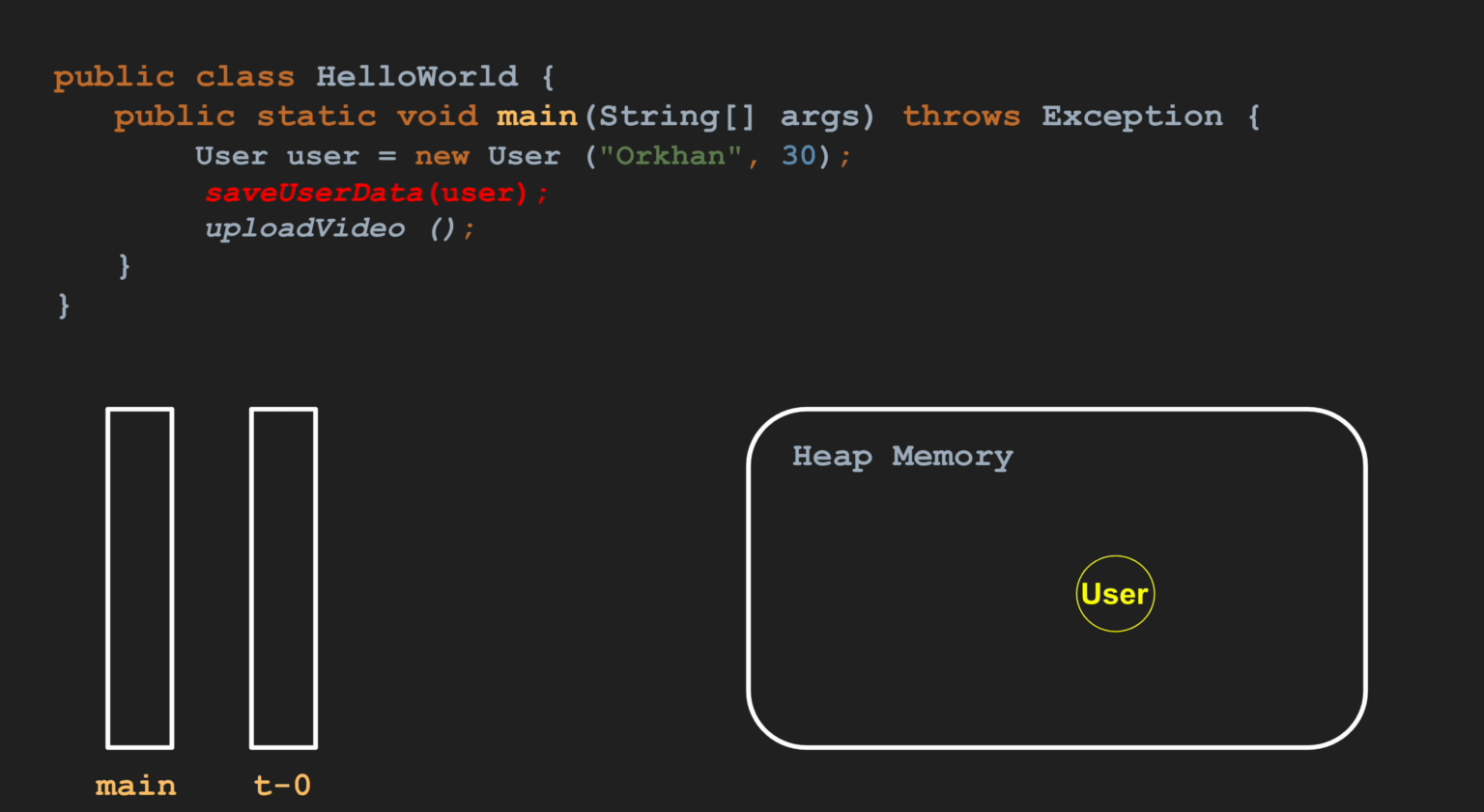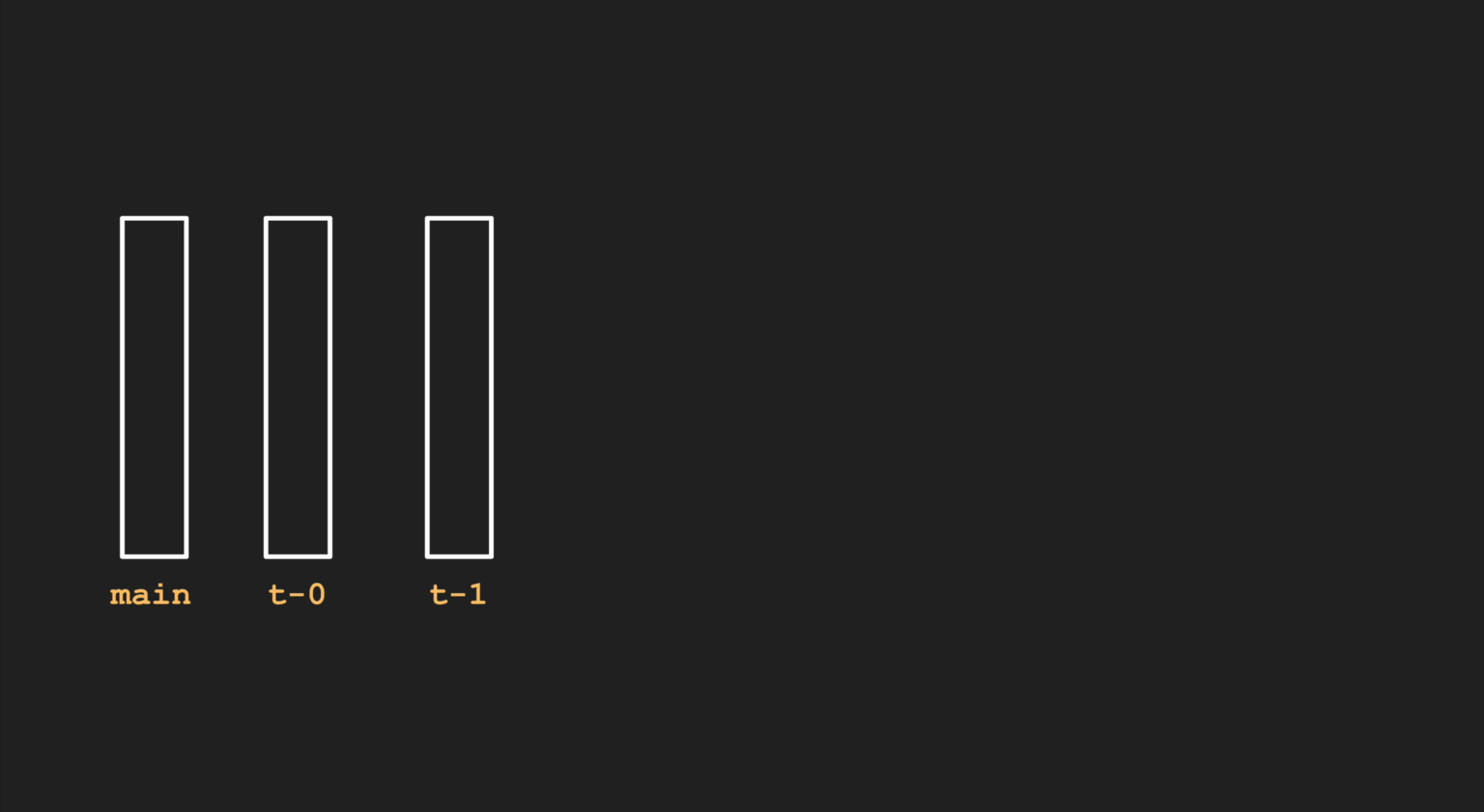So what happens is that the JVM creates a separate stack for each of these threads. So now we have three stacks: the main thread, the first stack, T0, which is saving the user data, and T1, which is uploading a video. So we have three threads in this case.